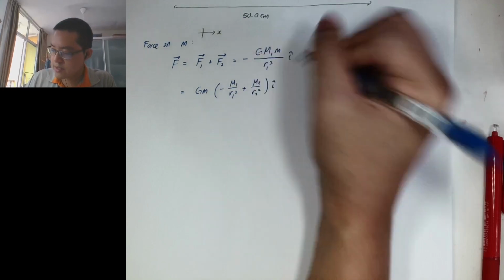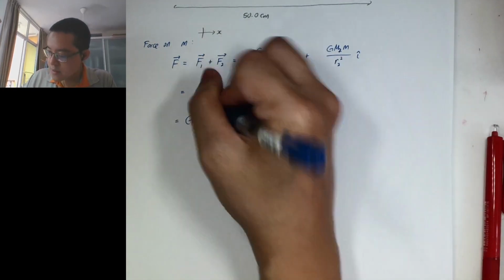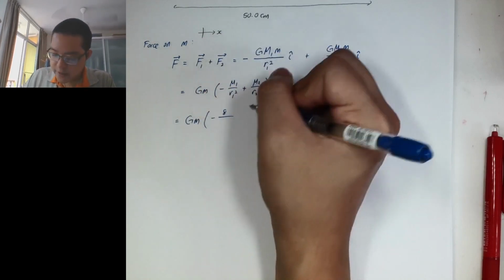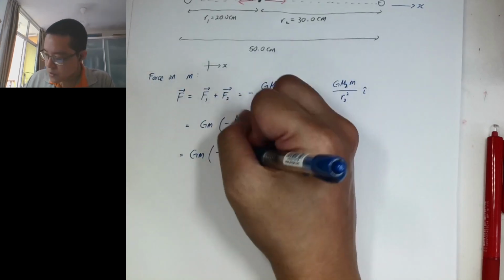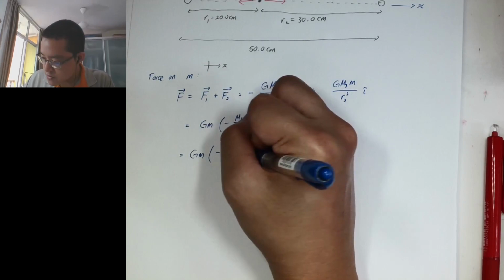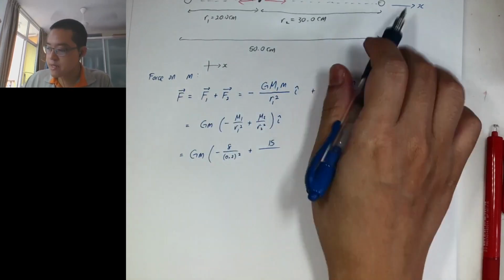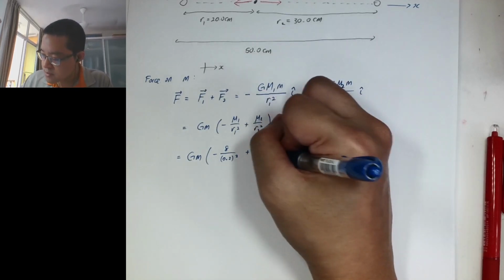And all this is in the r direction. But actually we've got the numbers. So I got GM, and then m1 is 8 kg, right? So 8 kg divided by r2 square. So r2 is 20 cm. 20 cm is 0.2 meters, right? So it's 0.2 square. And then this is 15 kg. Remember to convert to SI units, right? Important. Newton's law is in SI units. So we got 0.3 meters.